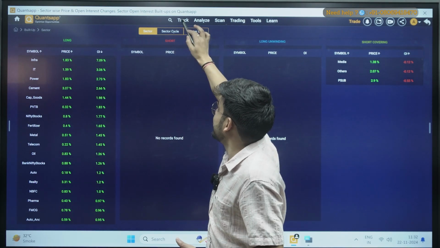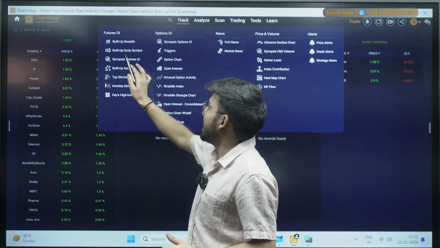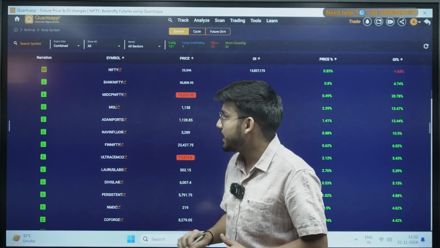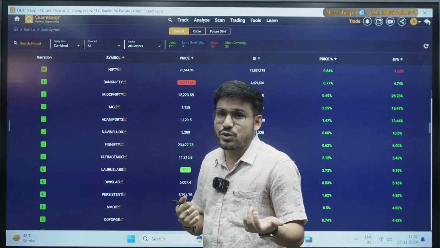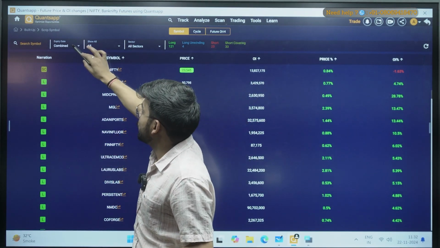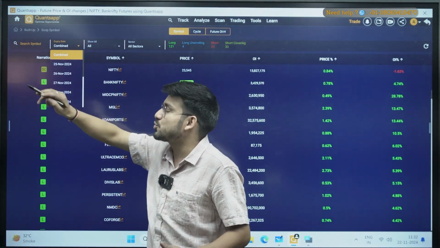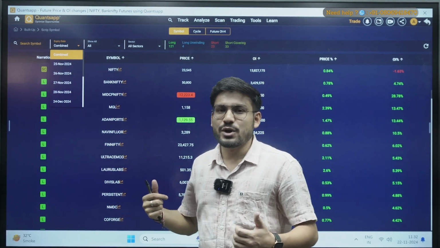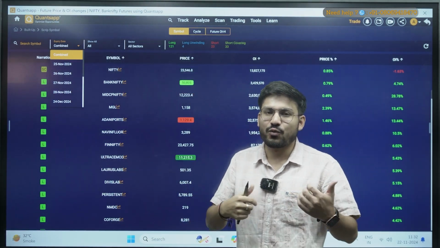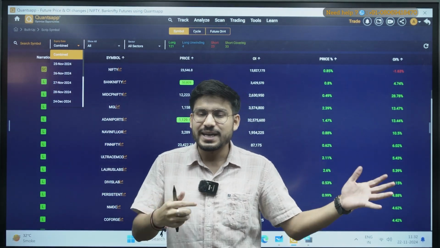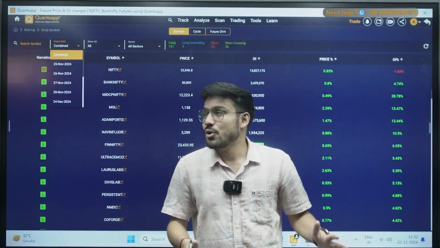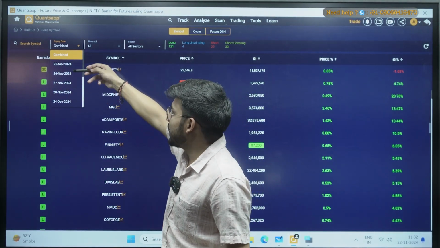So again, I have to go in the track section, and in the track section, I have a built up script symbol here, right? Now what I have to do, first of all, I have to use the expiry, that is the expiry date. If I'm trading with the weekly expiry, or the monthly expiry. If you will be trading with the index, you can select the weekly expiry as well. And then for the stocks, we have the monthly expiry as well.